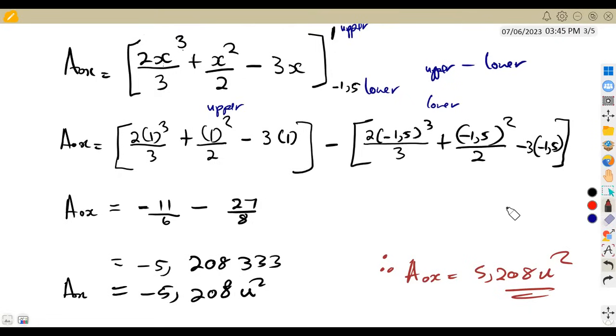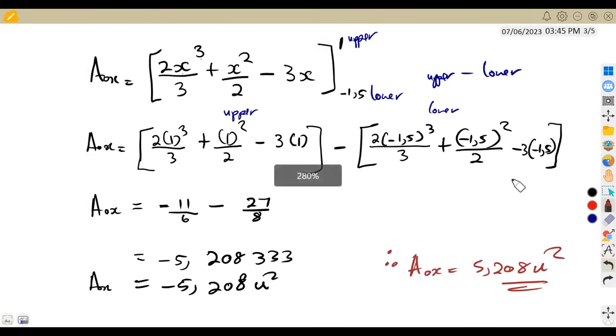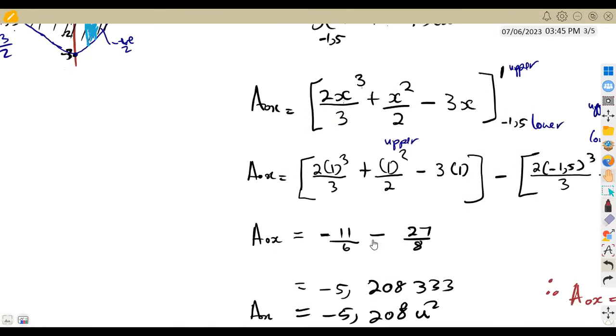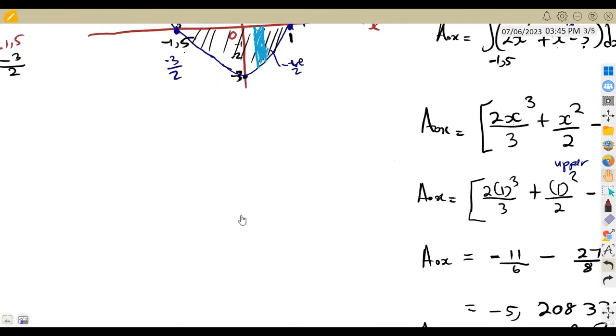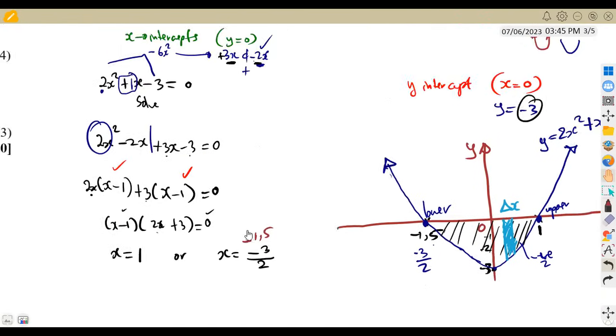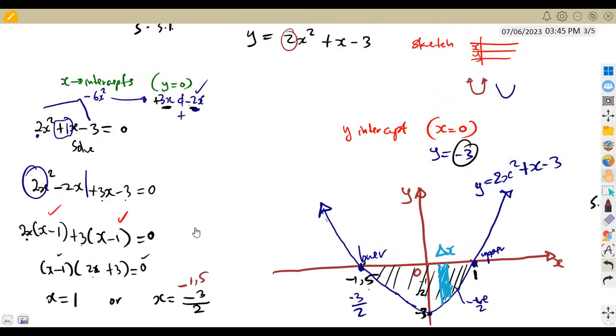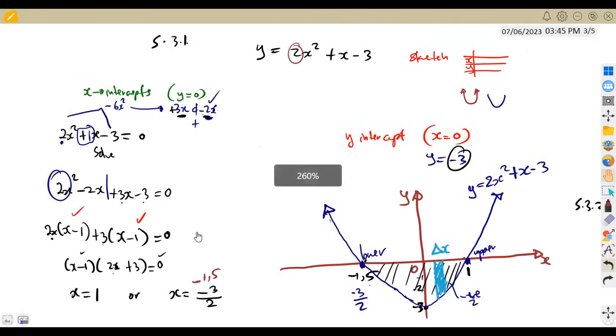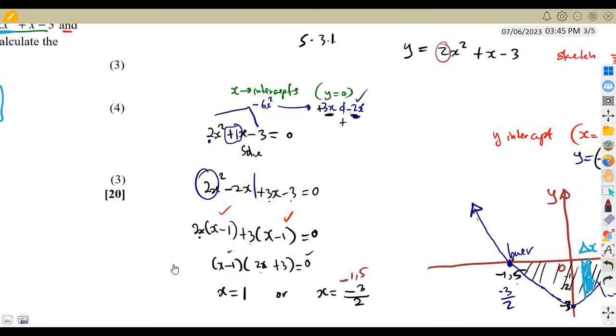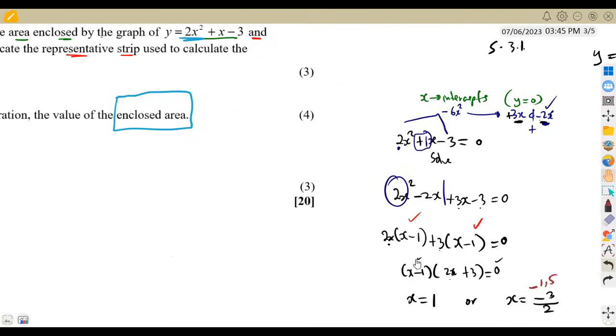All right, so that is how you calculate your area. It's all about integrating, then substituting values, that is the upper minus the lower limit. All right, so let us check what we had from the other parts, but these are the steps that you're supposed to take in order to attempt this typical question from 5.3.1, the sketching of the graph, then the calculation of the area.